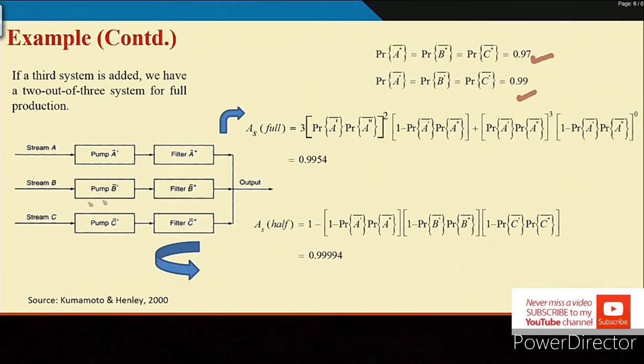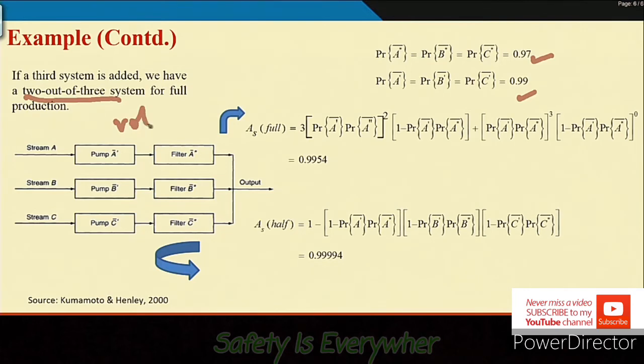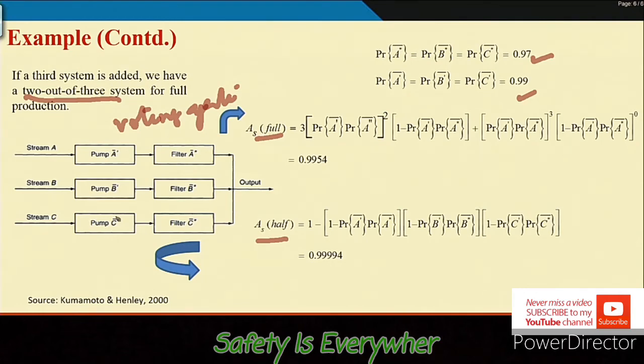You have 3 identical streams, but for full production you require 2 of the 3 should work. So, it is a voting gate combination. So, it is voting gate, in terms of AS full as well as AS half. For AS full, 2 out of 3 streams must work, that means either 2 or 3 streams must work. For half production, 1 out of 3 means 1 or 2 or 3 must work.